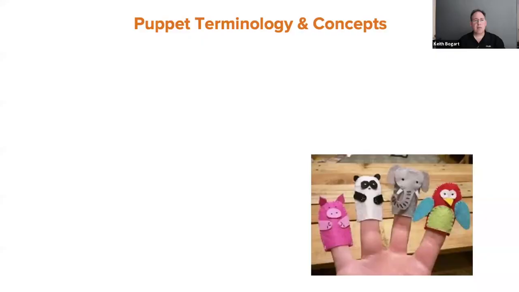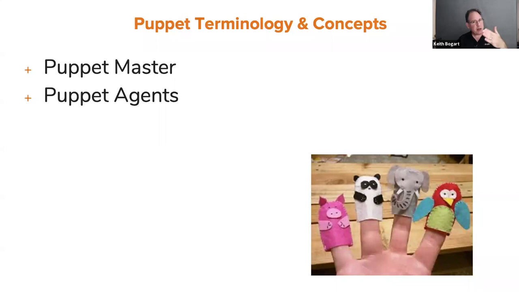Okay, and now we're going to get into some terminology and concepts before we finish off here with a demonstration. So with Puppet, Puppet was a master and agent. So we've got the master residing on the server. We've got the agent, which is software residing in your routers or switches.